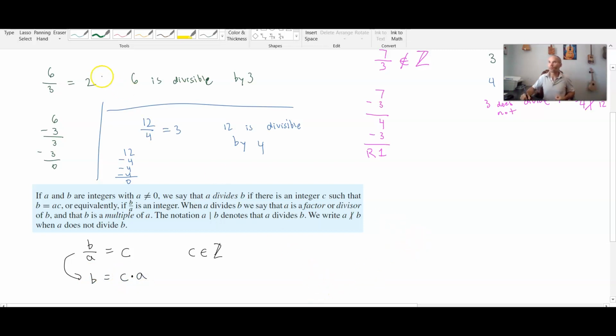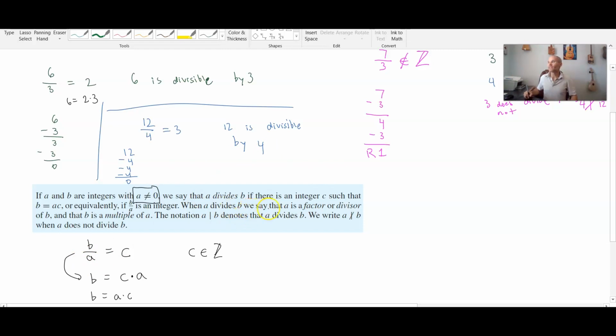For example, when we wrote 6 divided by 3 equals 2, we also could have said 6 is equal to 2 times 3. In other words, we can take 2 multiples of 3, or 2 factors of 3, out of 6 evenly. This is just another way of writing it: b equals ac. So we can confirm that b is some integer multiple of a when a divides b. We said that a can't be 0 because you'd have a division by 0 error.